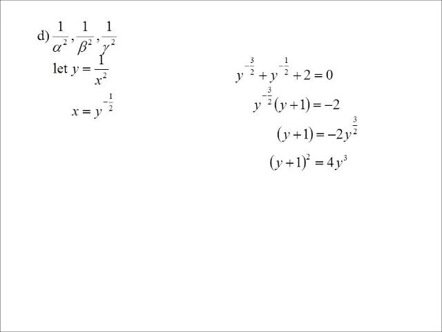Square both sides and tidy it up. So there's our new equation. So same technique every single time, really.